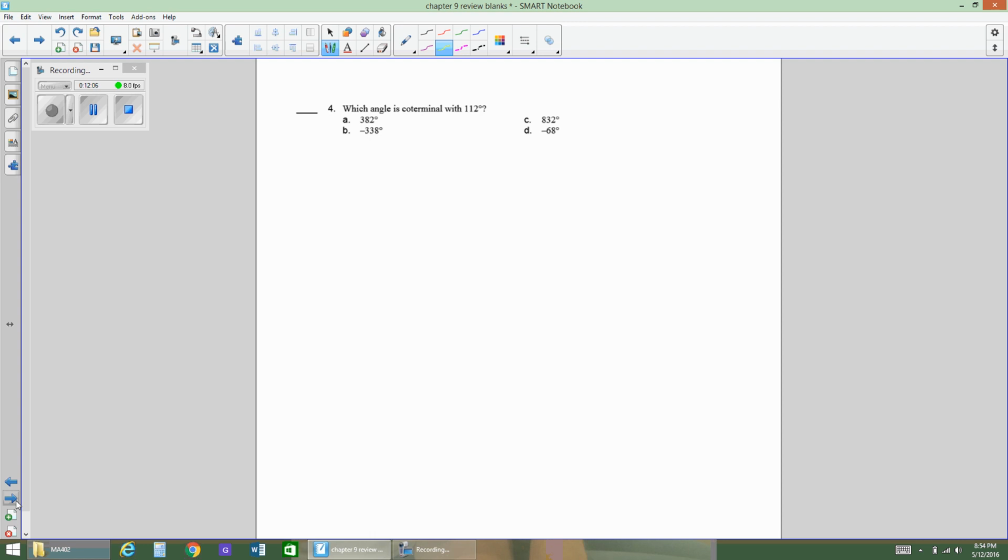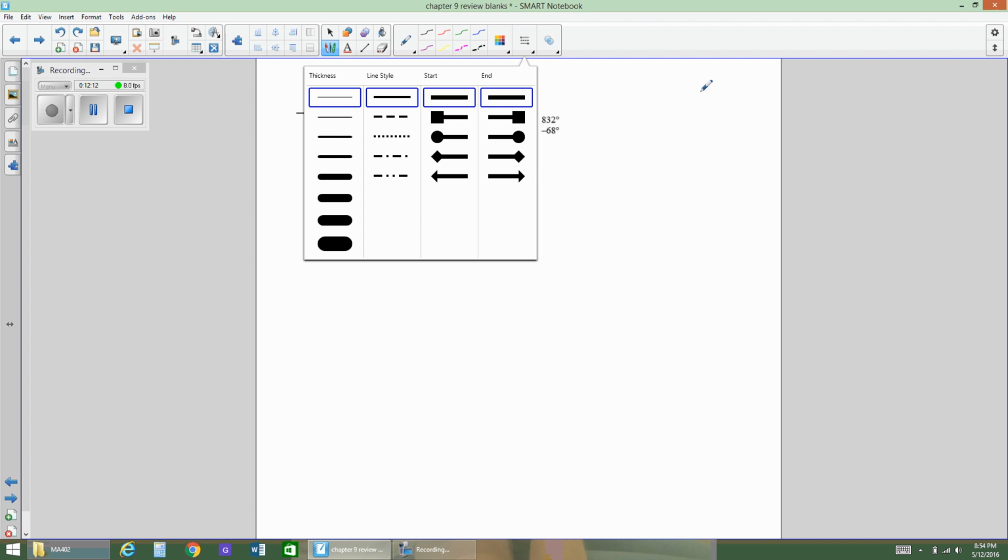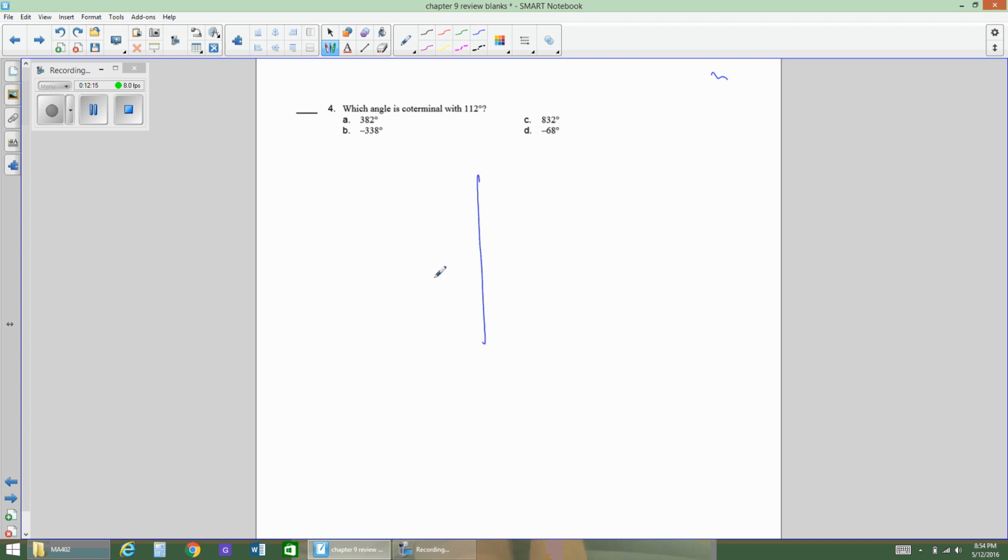Okay, here we go with that coterminal word again. It says, which angle is coterminal with 112? Well, 112, let's just eyeball it. It's probably somewhere over here at 112 degrees. So in order to be coterminal with 112, you would either go positive, past it, and back to it, which would be 360 plus 112. So let's see if that's an answer choice for us.